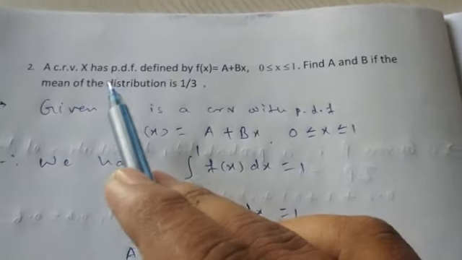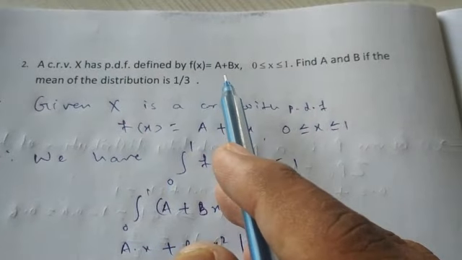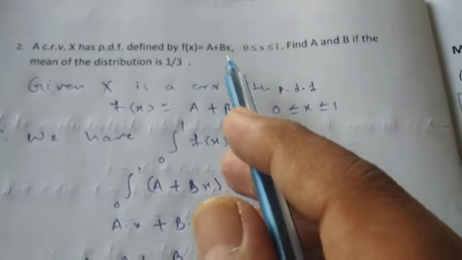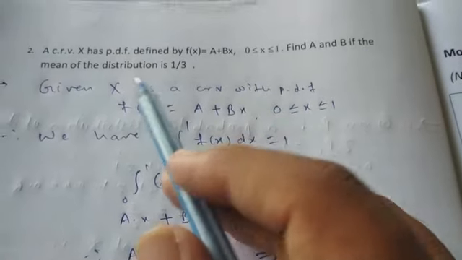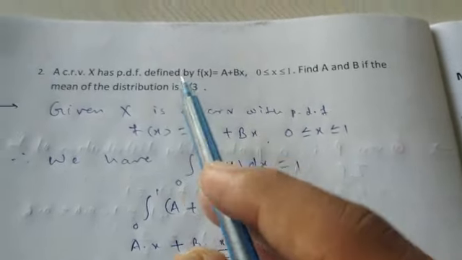The second example is: a CRV x has PDF defined by f of x equals a plus bx, where x lies between 0 and 1. Find a and b if the mean of the distribution is 1 by 3.